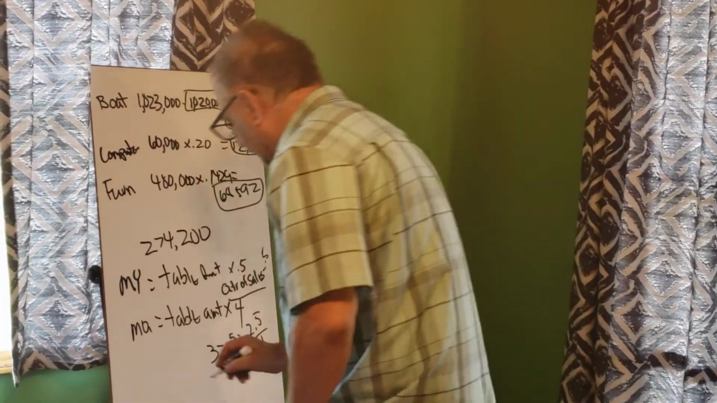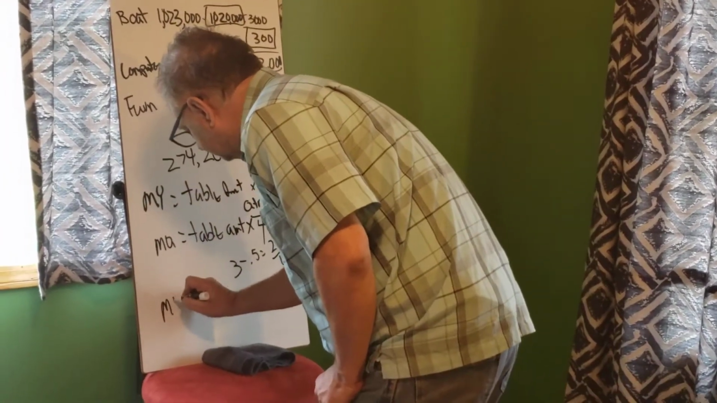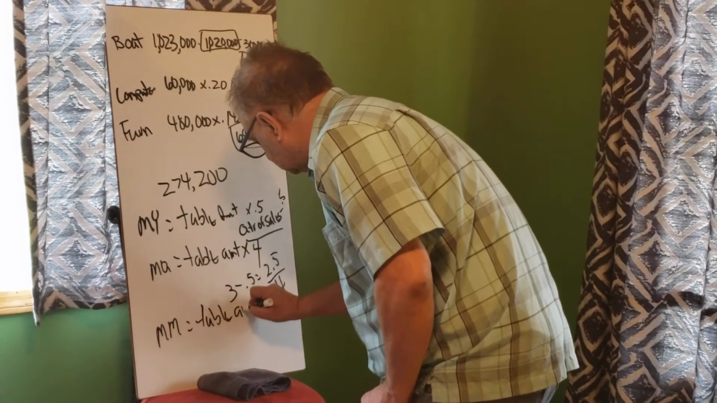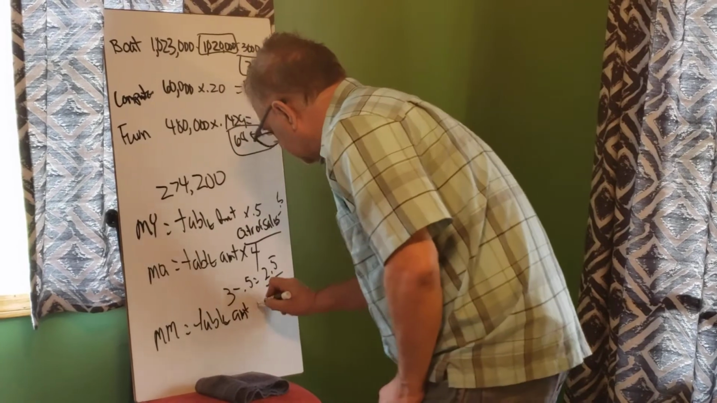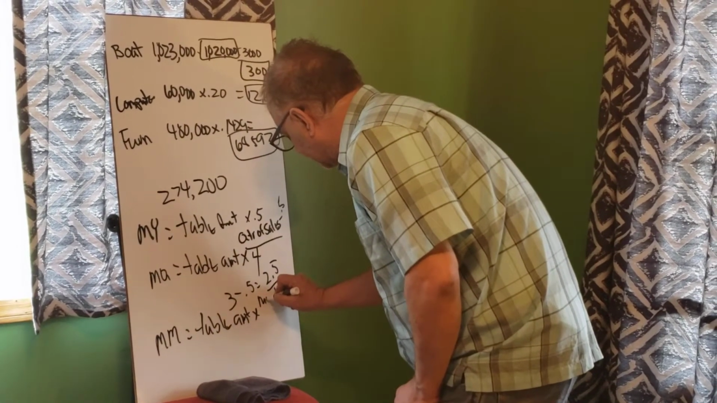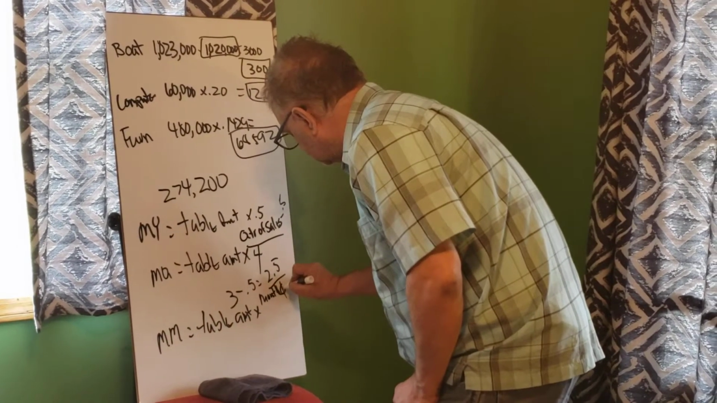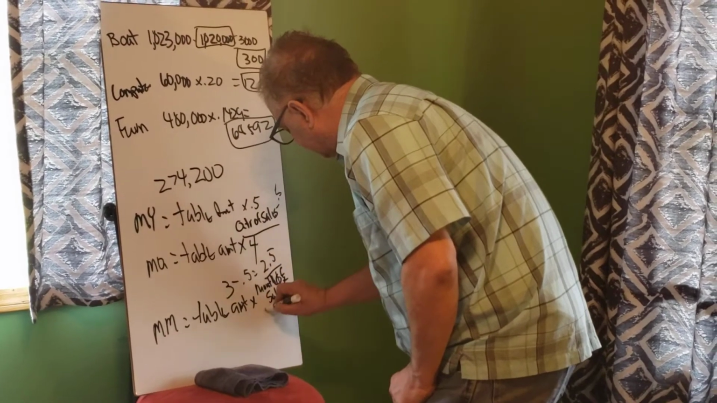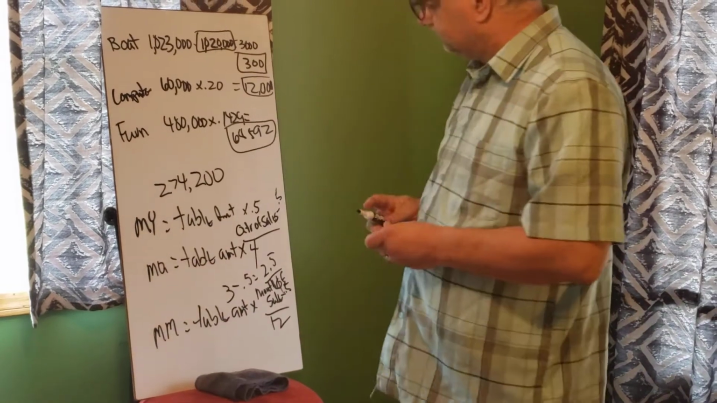It's the same thing with mid-month convention. Table amount times the month of sale minus 0.5, divided by 12.